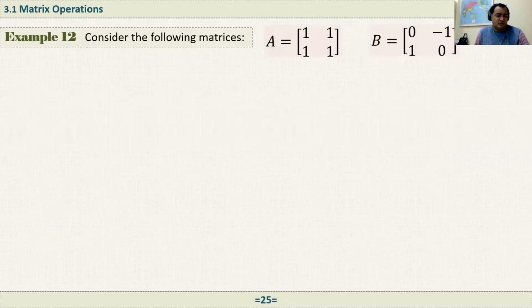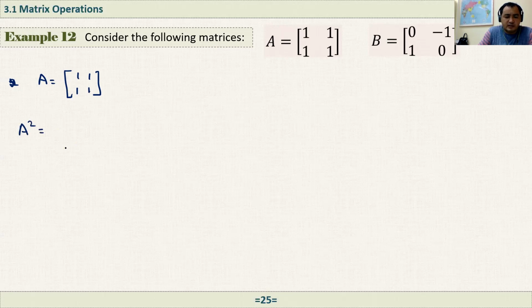Consider the following matrix, for example. Let's start with the first one. Matrix A, that is 1, 1, 1, 1. All right. And let's just consider these powers. For example, A squared. What is A squared? That means it is A times A. So by the definition, we can write it as 1, 1, 1, 1, and we should multiply this matrix by itself, 1, 1, 1, 1.